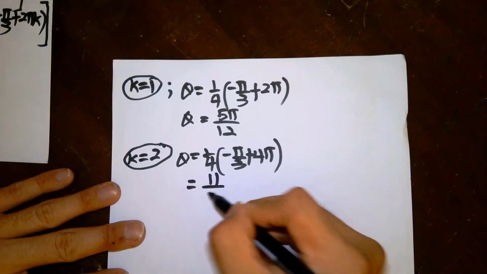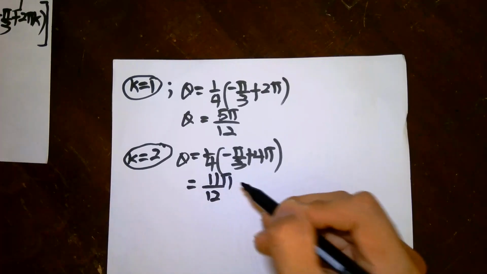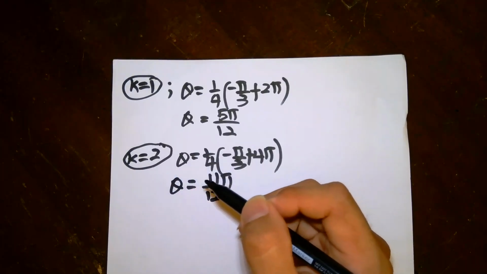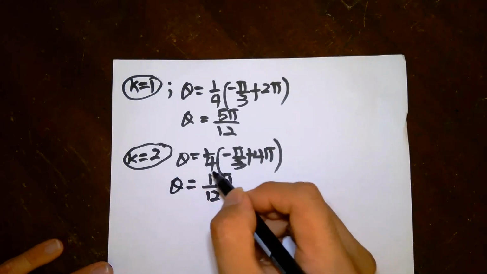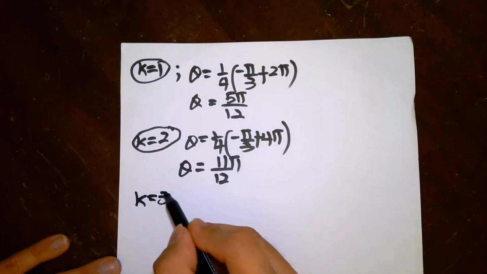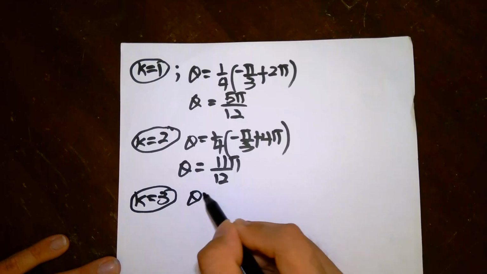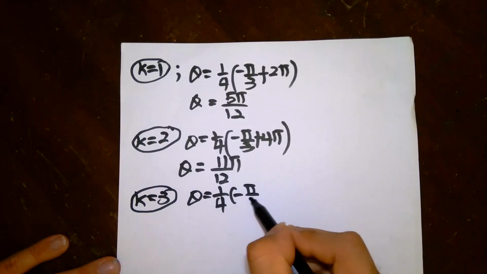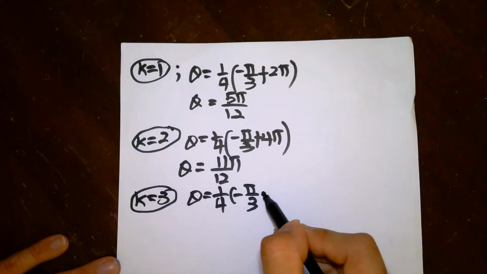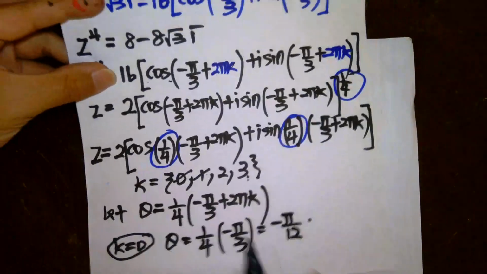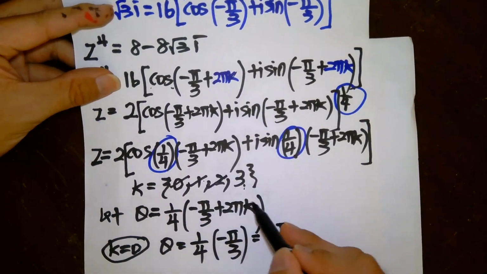So 11 over 12 pi. So this will be your third theta, 11 pi over 12. So now go for the last one. K equals 3. So your theta will be one quarter of negative pi over 3 plus 2 pi k, right? 2 pi k. So k equals 3.